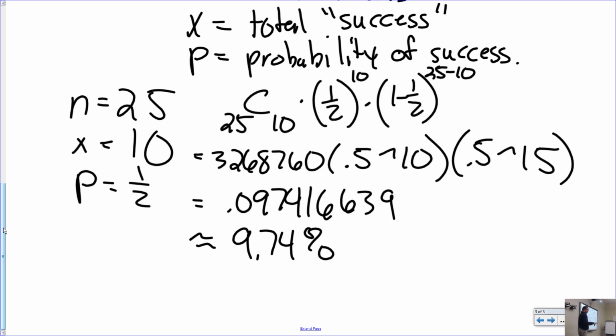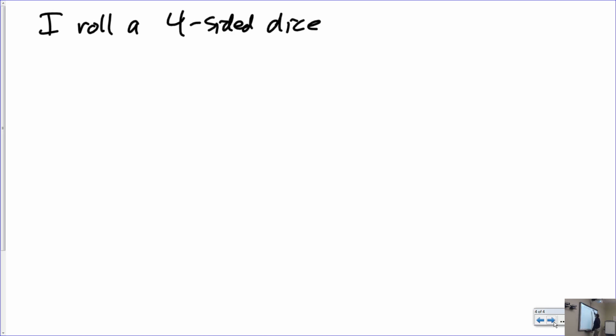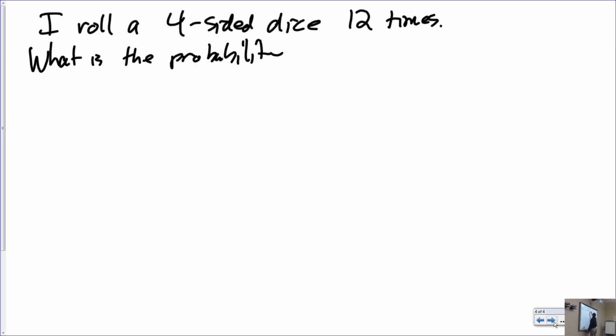All right, so should we try something with a slight variation on the theme? All right. So, I roll a 4-sided die, four-sided dice. Let's say 12 times. What is the probability I roll exactly 2 4s?